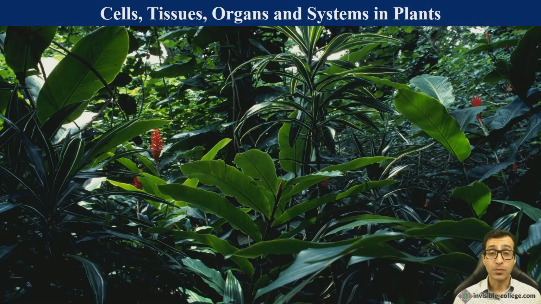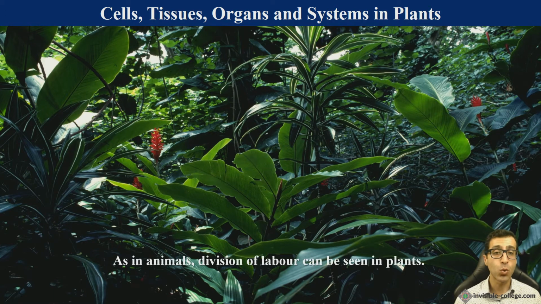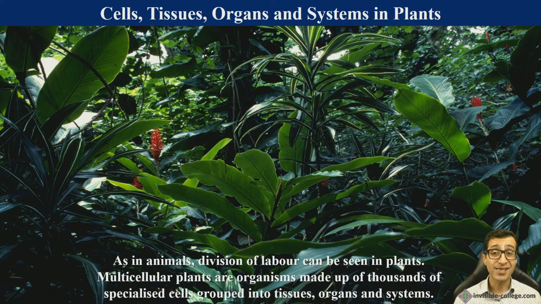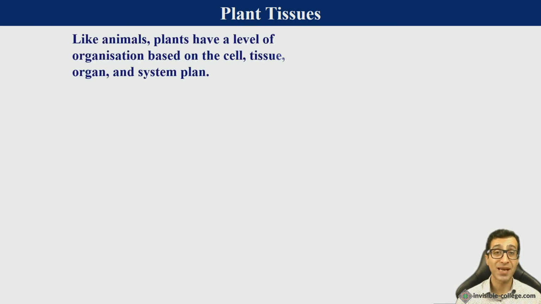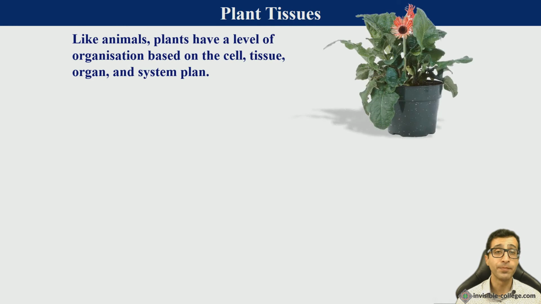So, as in animals, the division of labour to perform all 7, or again, in counting homeostasis, 8 of those functions of living organisms, that division of labour can also be seen in plants in the way that cells can be organised into tissues and tissues into organs. So multicellular plants are organisms which are made up of thousands or millions of specialized cells, which are grouped again into tissues, tissues grouped into organs, organs grouped into systems. So like animals, plants have levels of organization based on that scheme.